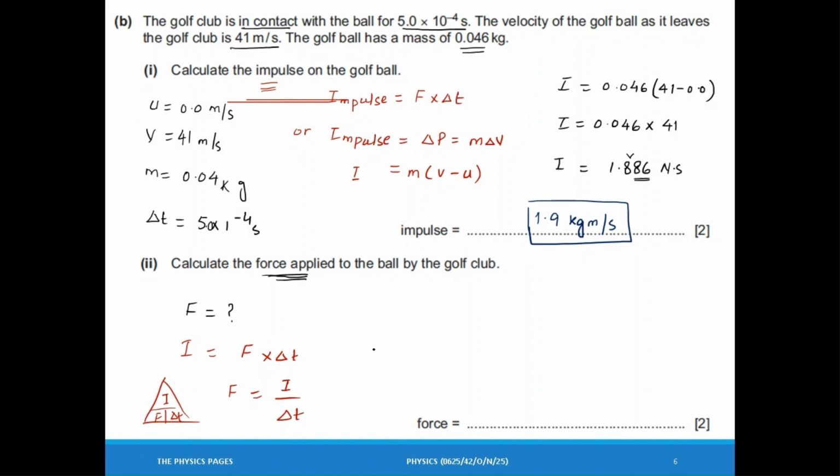Just substituting the values, force is equal to 1.9 kilogram meter per second over the time of 5 times 10 to the power negative 4. The answer is 3800 Newton. So I can just finalize it because it's in two significant figures. So the final answer is 3800 Newton. So this is our final answer.